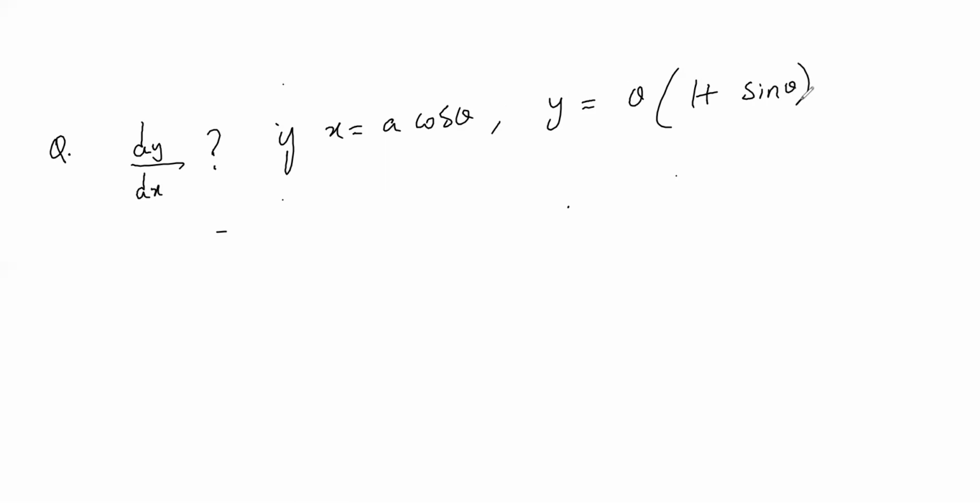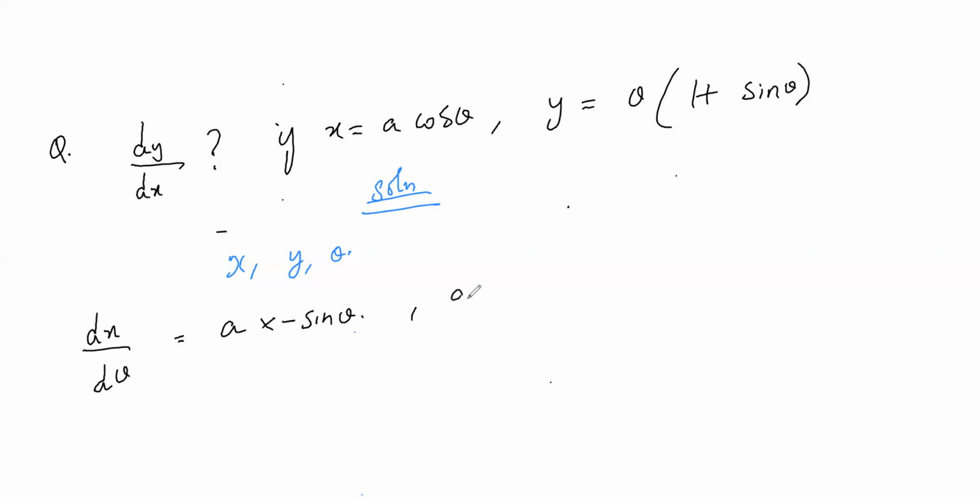Okay, so first thing is here we got three variables, correct? In solutions, what are the three variables? x, y, and theta. So first thing you have to find what? dx by d theta. So a is constant, cos theta is what? Minus sine theta. Next thing is what? dy by d theta. Correct?